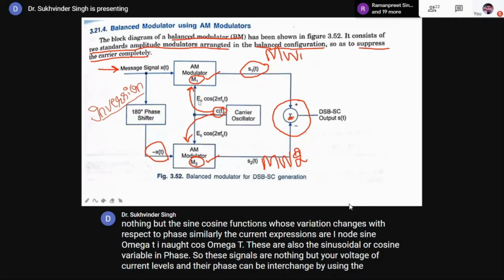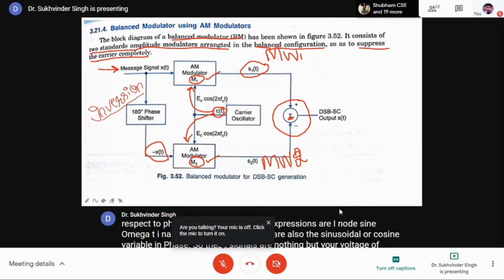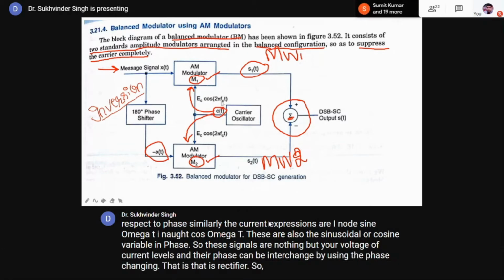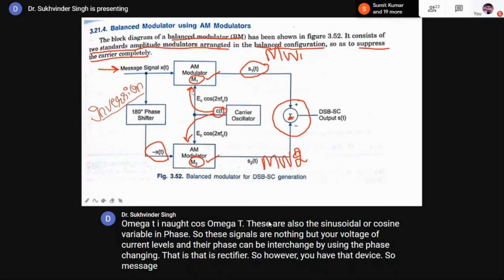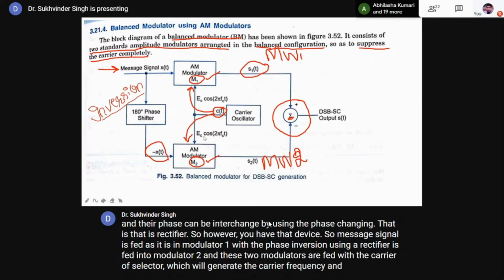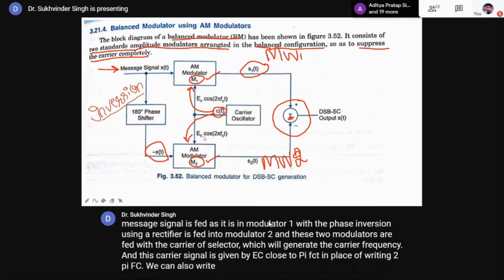this carrier signal is given by Ec cos 2 pi fct. In place of writing 2 pi fc, we can also write omega c, that is angular frequency. Fc is the linear frequency. So when this carrier is superimposed upon the message signal, then we know the process of modulation takes place, and this process of modulation will try to change the characteristic properties of the carrier wave. And what are these characteristic properties of the carrier wave that are changed? They are the frequency, phase or amplitude.